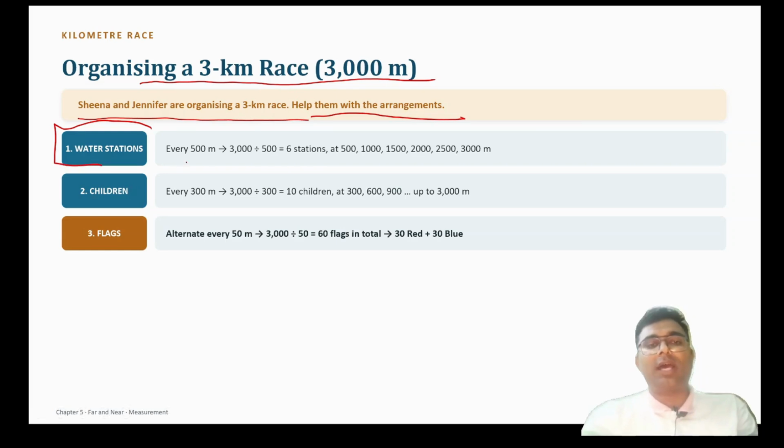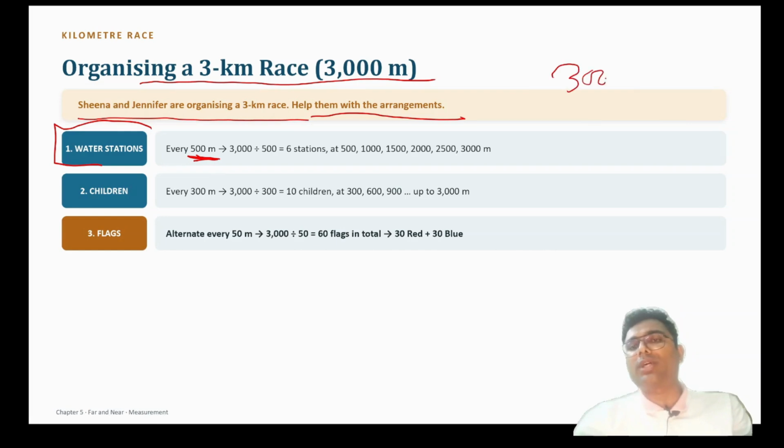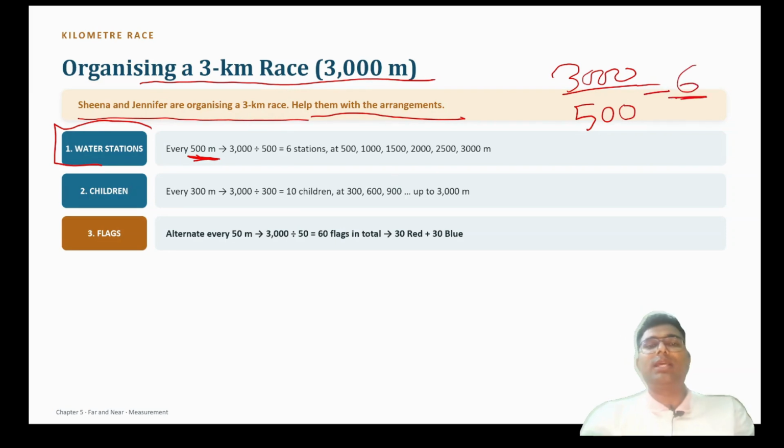After every 500 meters, they are planning to arrange a water station. So how many water stations would be needed? Just divide the total length of the race by the distance for one water station, that is 500 meters, and when you divide, you will get 6. So it means they need to install 6 water stations on this track.